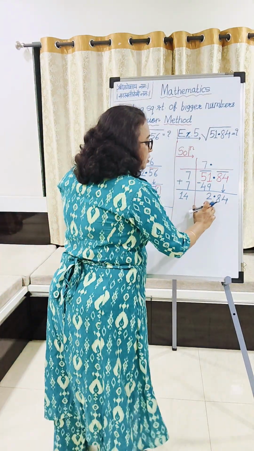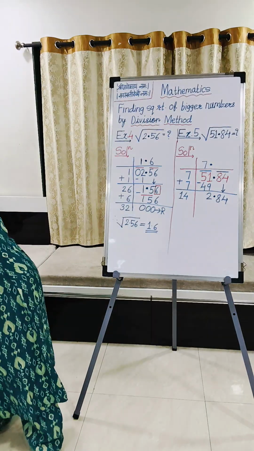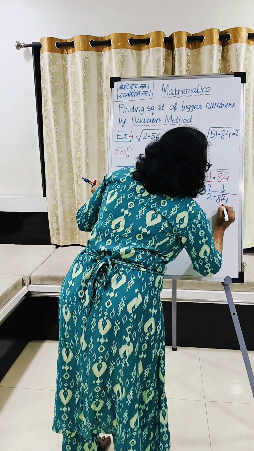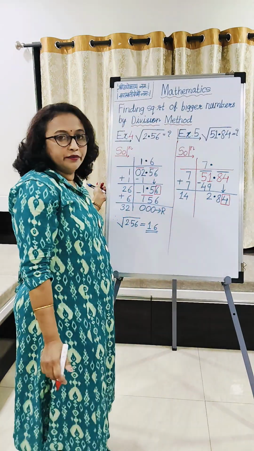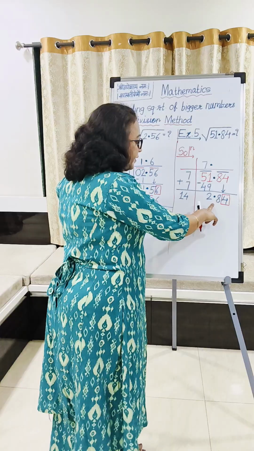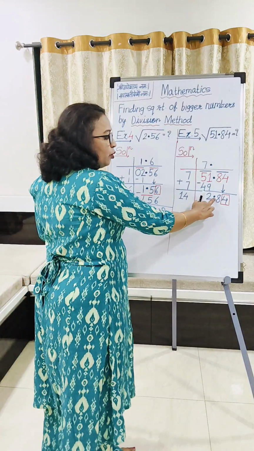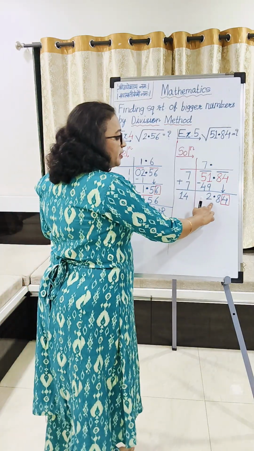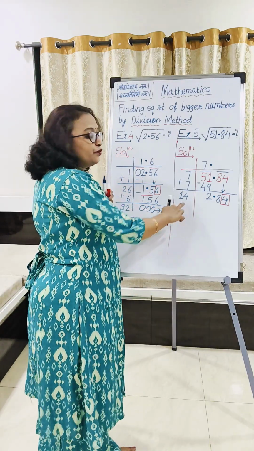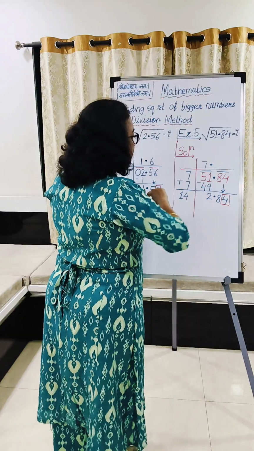Okay, so your new dividend is 2.84. Okay, and according to our procedure of division method, we will hide the rightmost digit. So we will hide 4 here. Now we have the new dividend as 2.8. Okay, but for division purpose we will ignore this decimal point and we will consider this number as 28, and we will divide 28 by 14. Okay, so we know the table of 14. 14 2s are 28. So our new quotient will be 2.